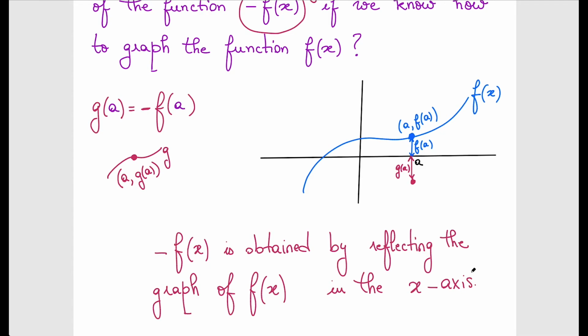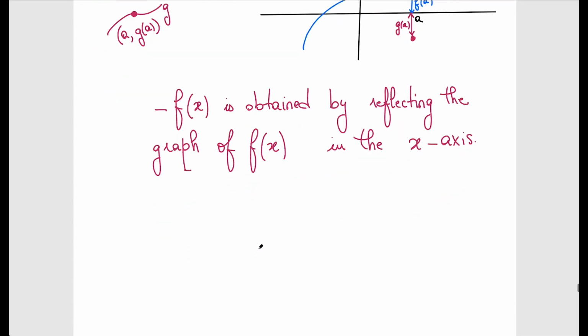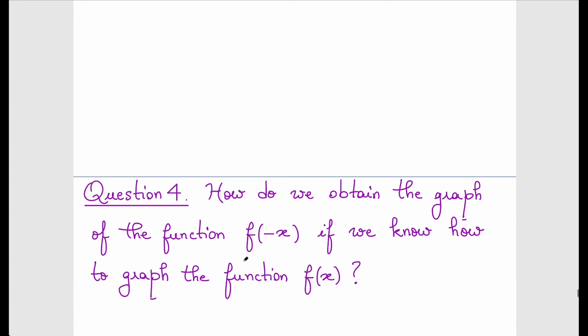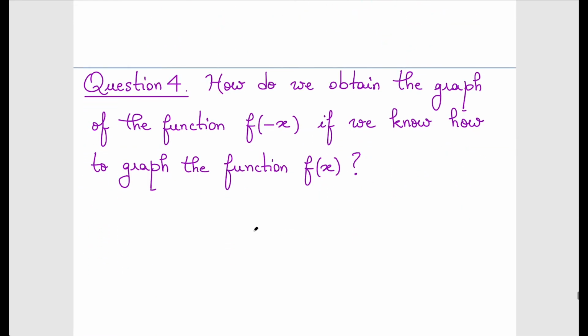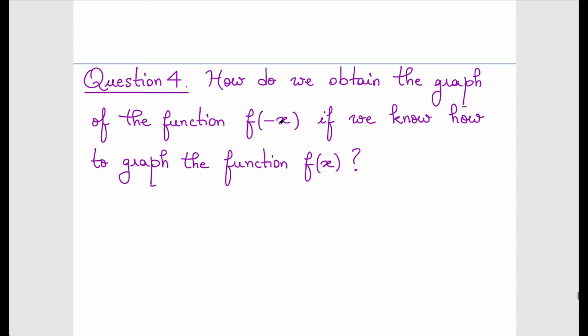Okay. All right, so let's move on to the next question. How do we now obtain the graph of the function f of negative x if we know how to graph the function f? So let's call this function h of x.